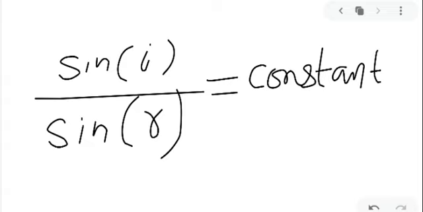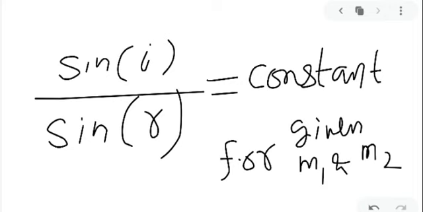for the given set of media, for given M1 and M2 mediums. So this is Snell's law. Snell's law states that the ratio of the sine of the angle of incidence to the sine of the angle of refraction is a constant for a given pair of media. That is what Snell's law is.